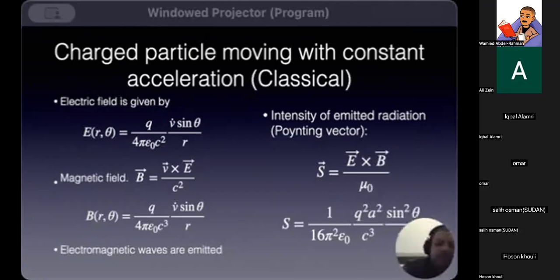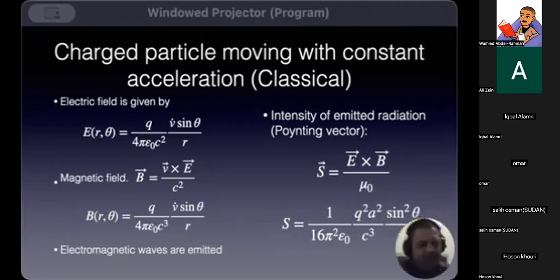Okay, this S is the energy per unit area per unit time. It's basically the cross product of the electric field and the magnetic field. And classically, it is given by this relationship. If we take, for example, this, the V dot is just the acceleration, so here we replace it with the acceleration. This is basically the Poynting vector, the intensity of radiation per unit area per unit time.